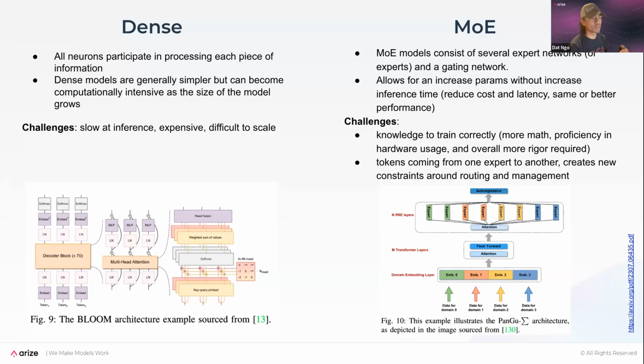Knowing this, maybe in the past when we saw GPT-4, that might have been OpenAI's transition into MoE. And like Aparna and Aman said, there are challenges here. Knowing how to train MoE architectures is more tricky. There's a lot more math involved because of the more complex architecture. There's also proficiency you need in optimizing hardware use and just overall more rigor. There are also constraints around managing tokens and routing. So it comes with its own set of challenges.